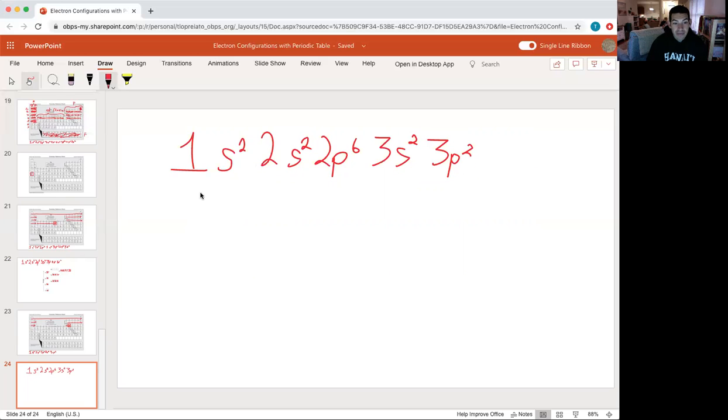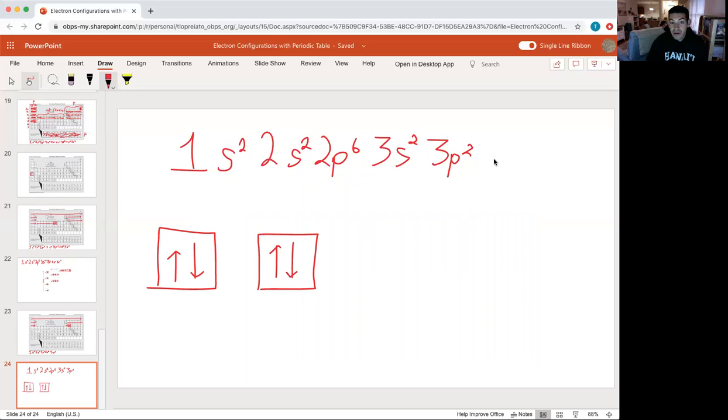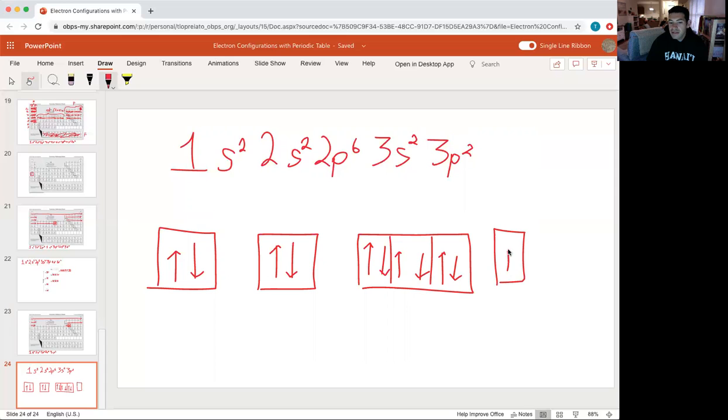All right, well, anytime it was an s orbital, you would draw a single box. So the 1s2, you would draw a box, 2 arrows. Then it's 2s2. You would draw another single box. You would draw the boxes in order of the configuration. 2p6, now you want to draw a triple box and you want to fill it up. Again, I would say draw them all up first, up, up, up, down, down, down. Almost sounds like a song. 3s2, single box, up, down, and then you would end with 3p2, triple box.